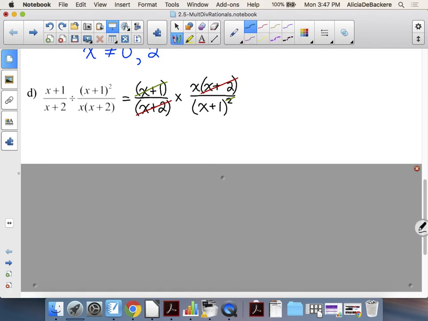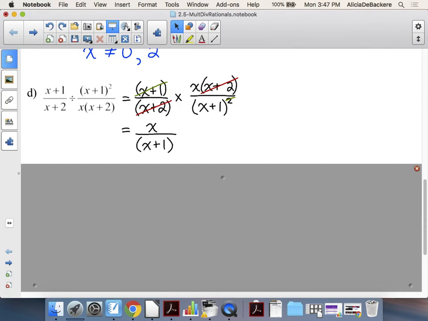And now I'm just left with, in the numerator, 1 times x, that's just x, and in the denominator, 1 times x plus 1, so that's just x plus 1. You don't need the brackets at that point, but you can keep them. And now I'm going to take a look at my denominators to come up with my restrictions. So I'm thinking about my first denominator, my second denominator, and then after the flip, that third denominator.